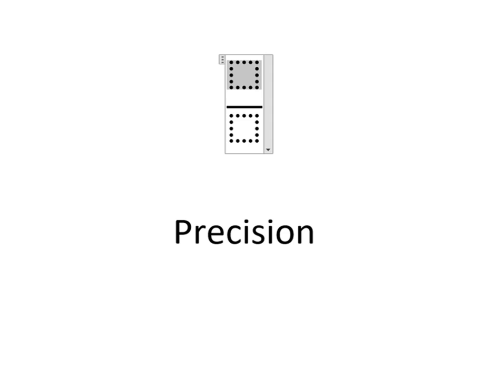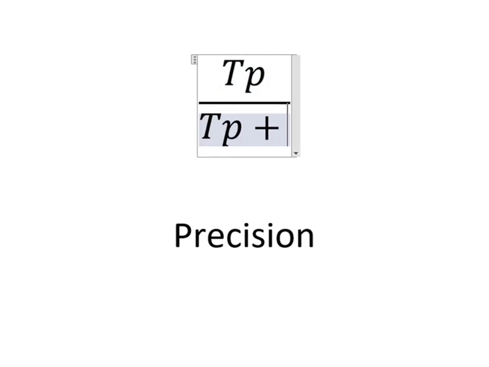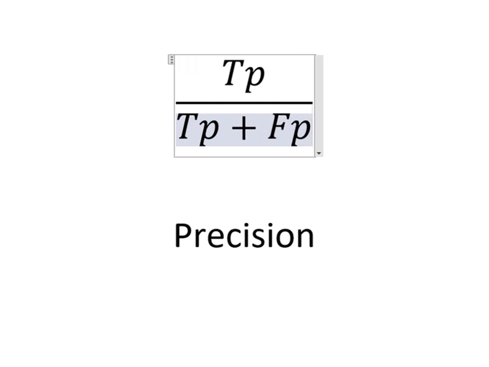So the first thing is precision. Precision is true positive rates. Basically, all of these are positives. So if calculating, the above would be true positive, and below will be true positive plus the false positives.